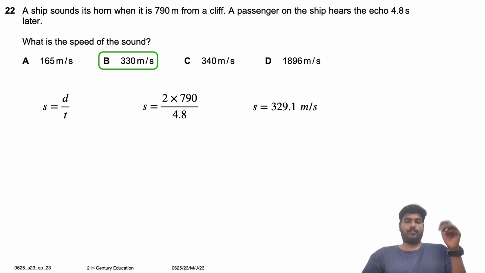By the way, if you know how sound travels in air, you can directly check B. But 340 is close. Watch for it.